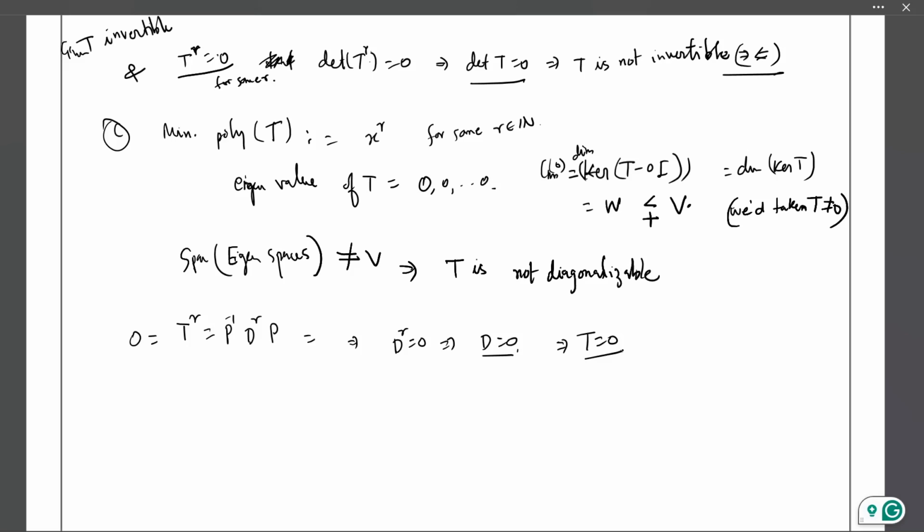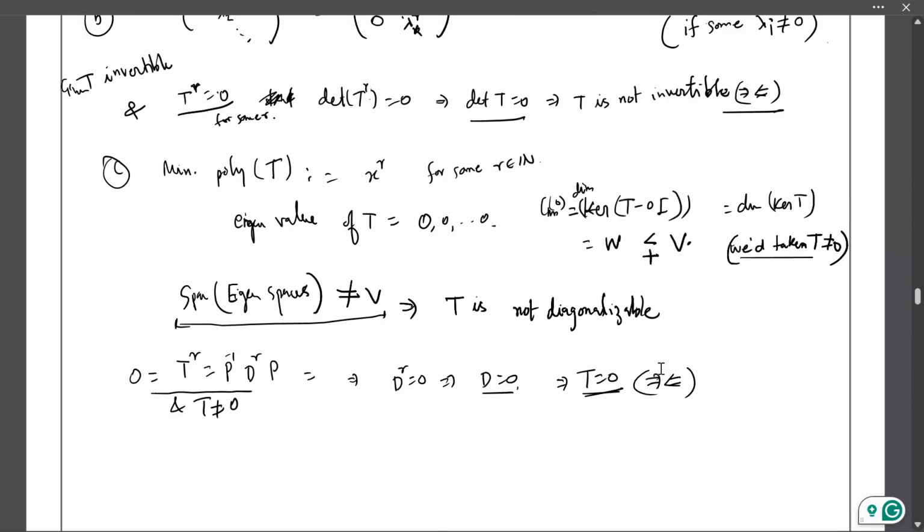Nothing else can be similar to the 0 operator. The 0 operator is unique. So this is also good. If T is non-zero, by contradiction the eigenspace of T cannot span V, so T is not diagonalizable. If T is nilpotent and T non-zero, then we get a contradiction again. So only 0 is nilpotent and diagonalizable. I don't like that because 0 is a trivial case. We are talking about non-zero things.